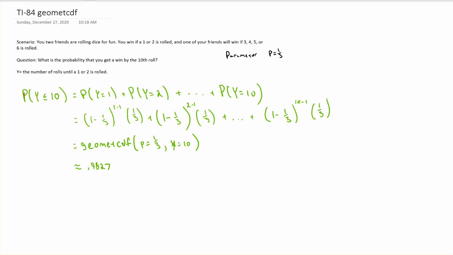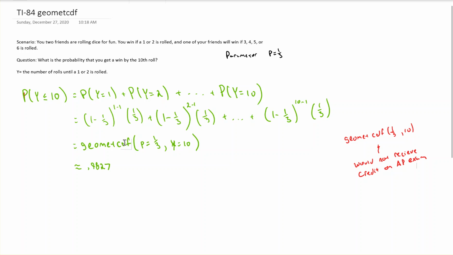So if you were to accidentally drop the p and the Y and write geometcdf 1/3 10, so dropping the p and the Y, you would not receive credit on the AP exam. So this would not be good. Even if you had everything else here, just dropping those two things could screw you up. So that's why I'd encourage you, rely more on the formulas than your calculator.